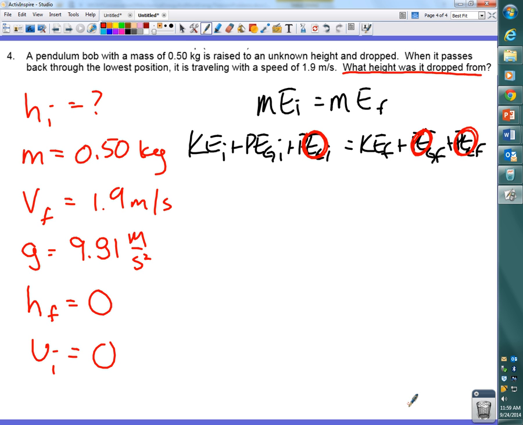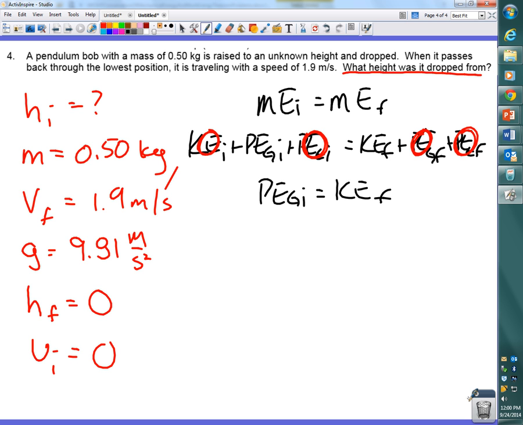Laura, how did the pendulum start this problem? At 0, it has 0 what? Velocity. What does that do to the initial kinetic energy? It makes it 0 as well. Okay? So again, a bunch of terms in this equation drop out, and we're left with PEG initial equals KE final. Good?